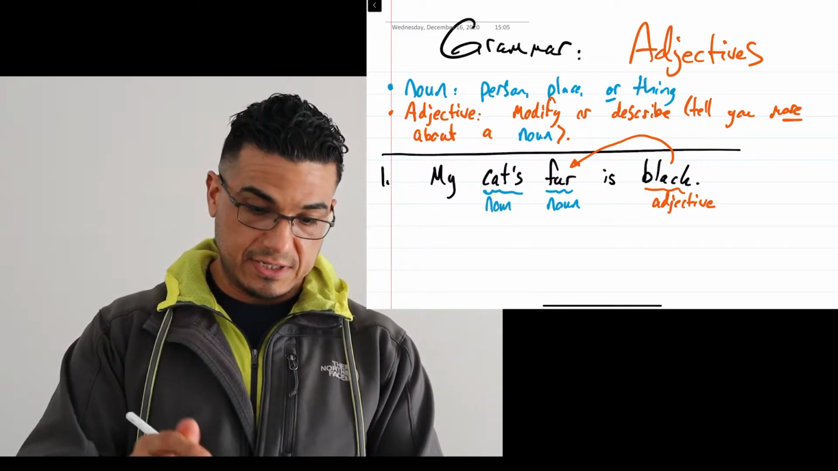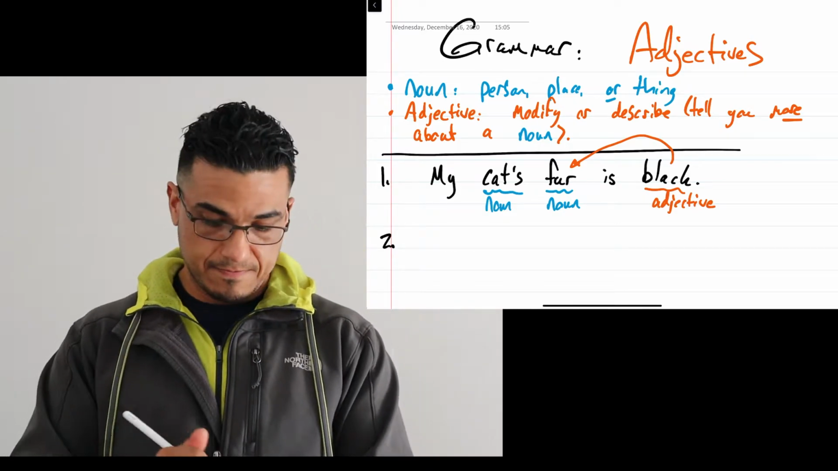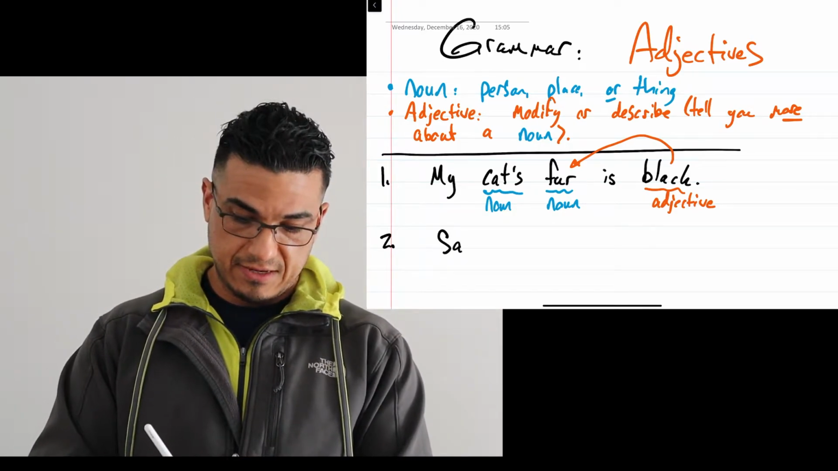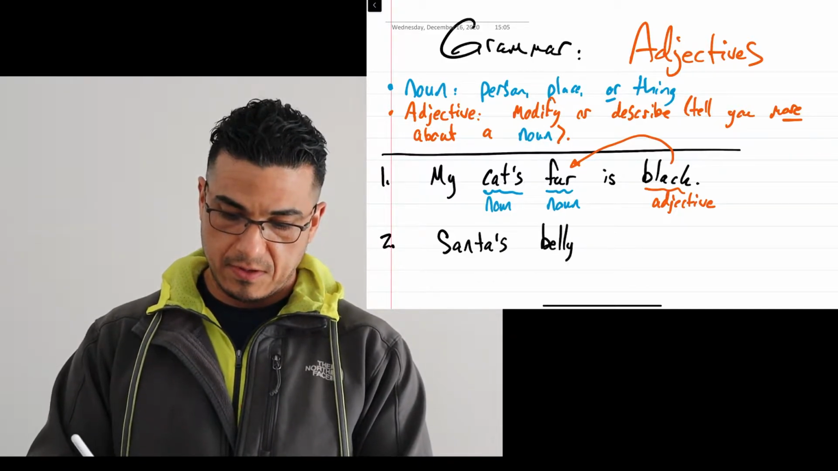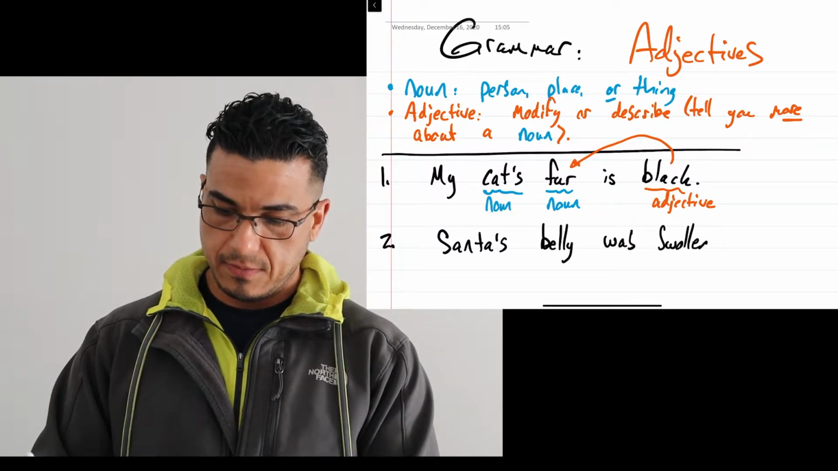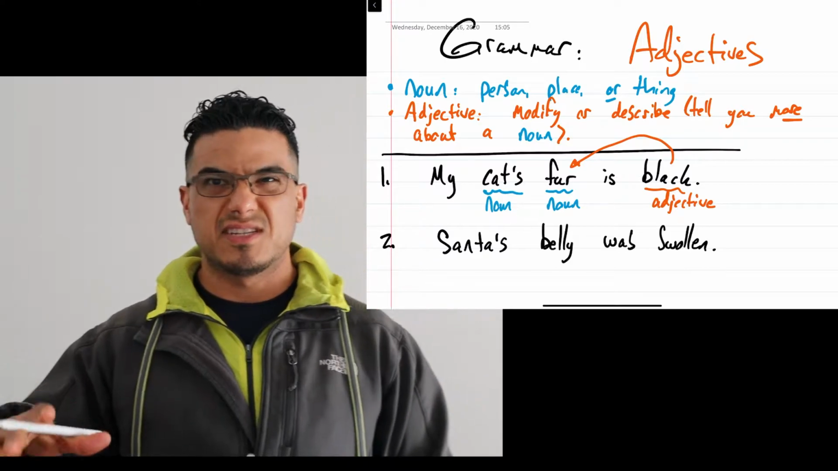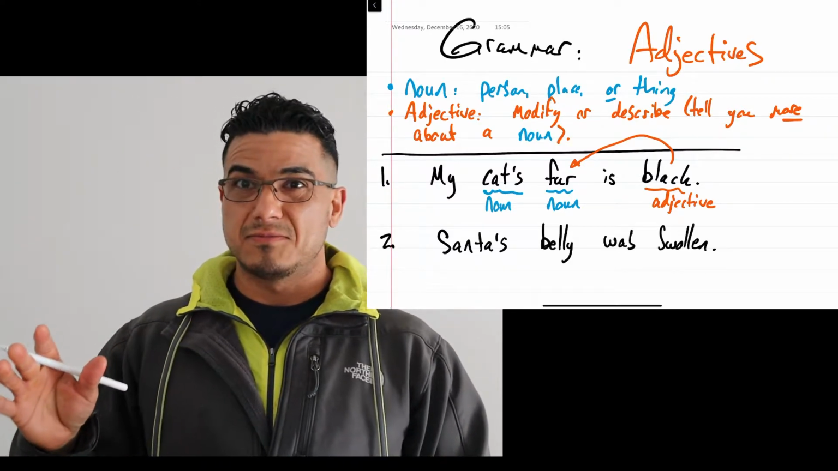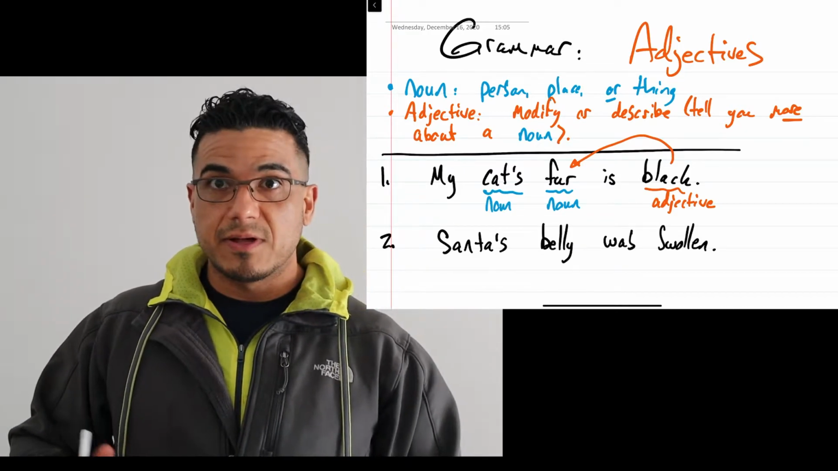All right. Let's take a look at a second sentence. We can say, Santa's belly was swollen. So very large, right? Santa, it's Christmas time. He tends to be a bigger man. He's traveling a lot. He's sitting a lot. He's gaining weight. All right, got a big belly.